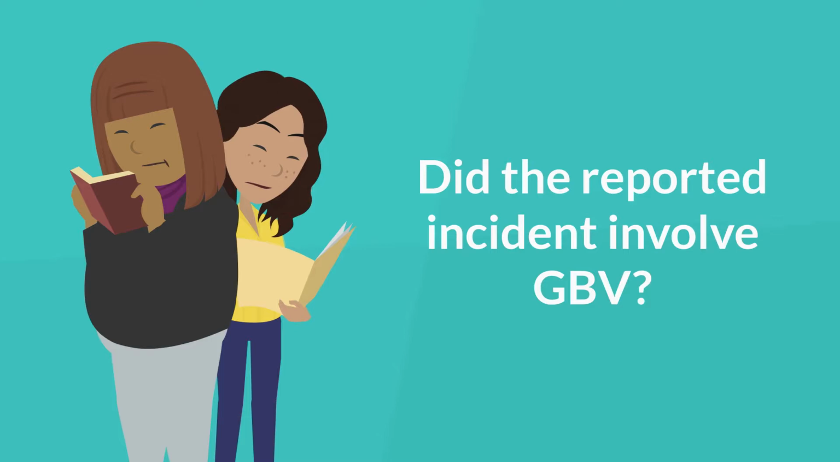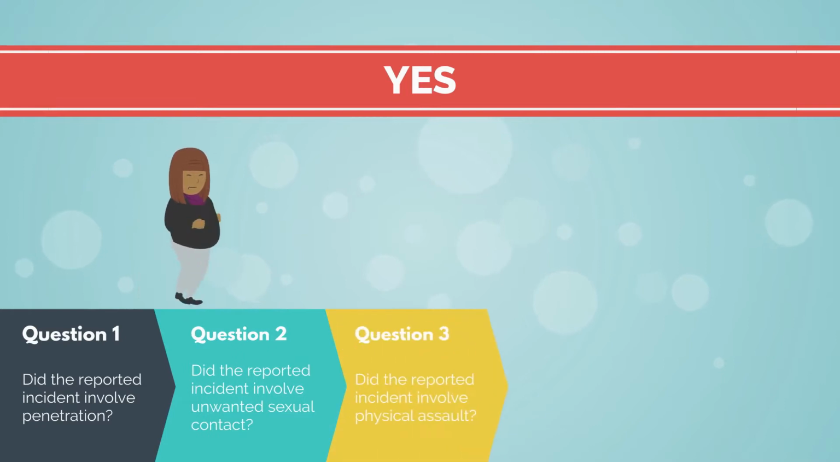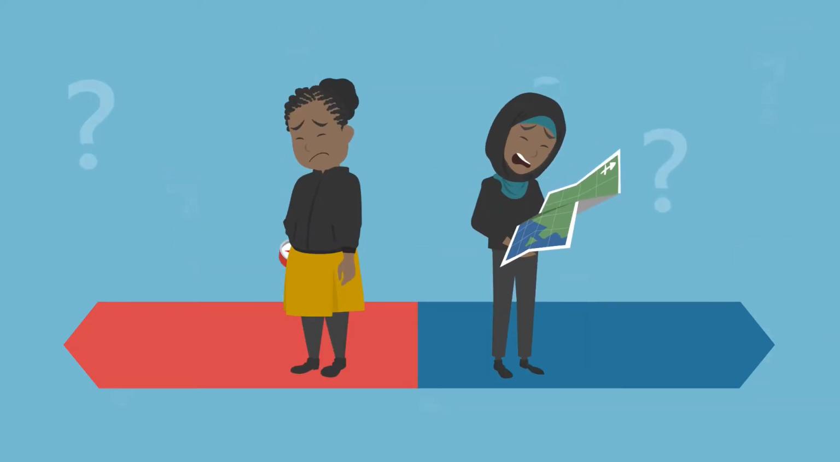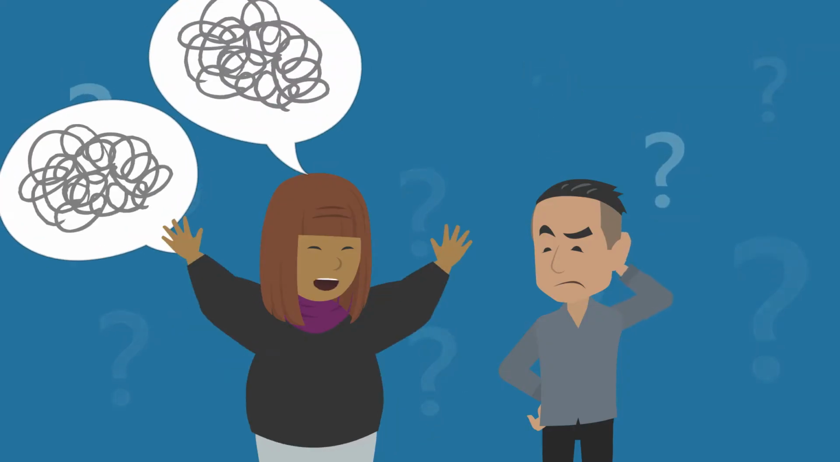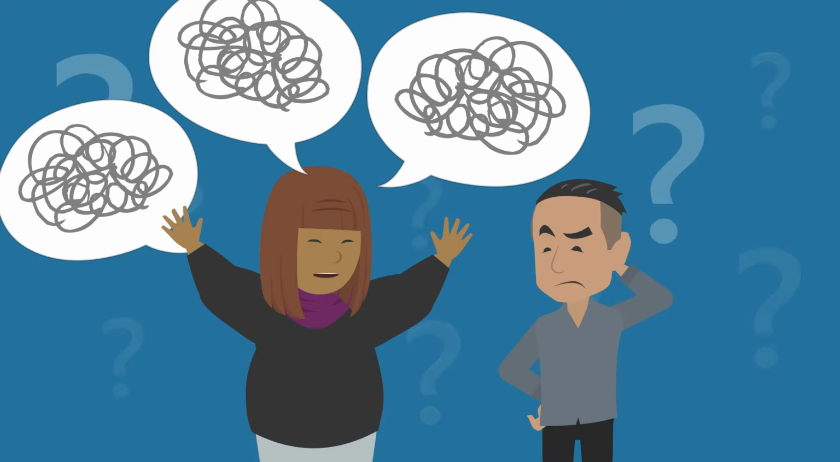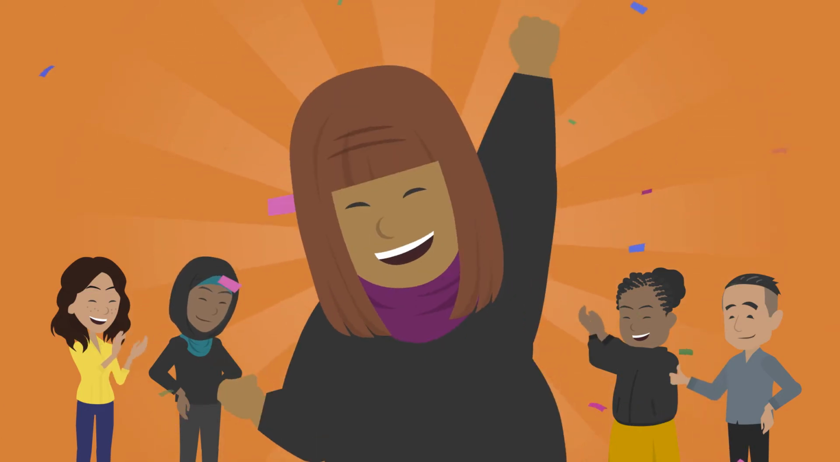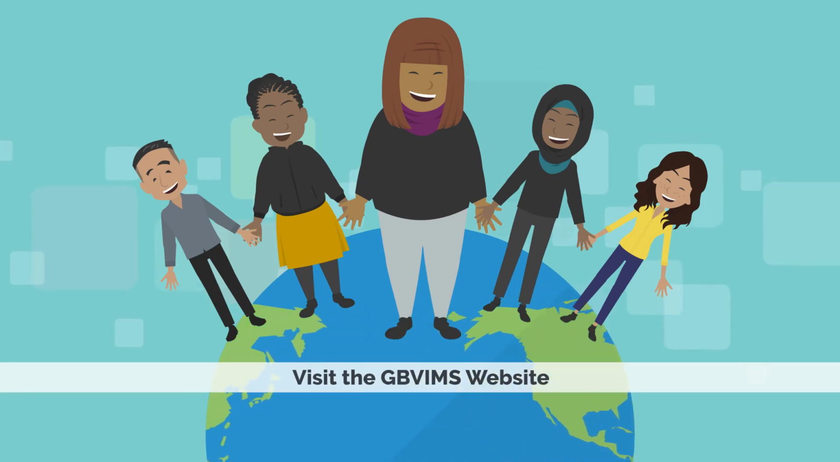Last, did the reported incident involve GBV? If yes, start over at number 1 and try to reclassify the type of GBV again. If you have tried to classify the GBV multiple times, ask your supervisor or GBV-IMS focal point for support. If no, classify the violence as non-GBV. And that's how you use the GBV classification tool. To learn more, visit the GBV-IMS website.